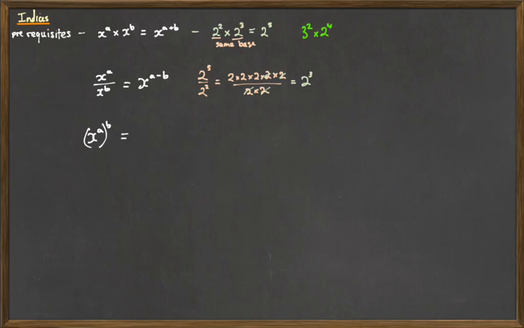Next rule: x to the a all to the power of b. What is that? It's x to the ab. For example, 2 squared all cubed. There's going to be 2 to the 6. Here's a quick explanation of why. 2 squared cubed is what it says: 2 squared times 2 squared times 2 squared. We know that when we multiply indices with the same base, we can add them. So this gives us 2 to the 6.